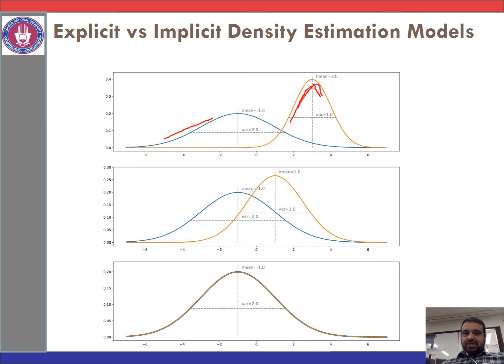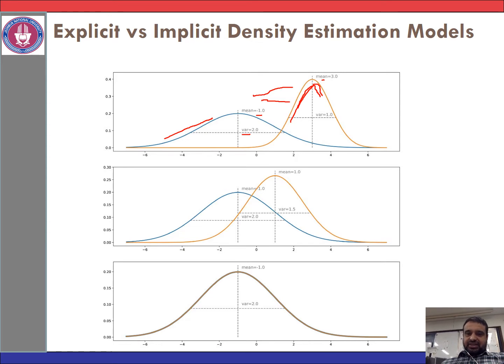It has mean 3 and variance 1, whereas the real distribution of the training data has mean -1 and variance of 2. So we want to train the model so that both the distributions are exactly or somewhat similar to each other. So when we start training, this distribution will go towards the real distribution.